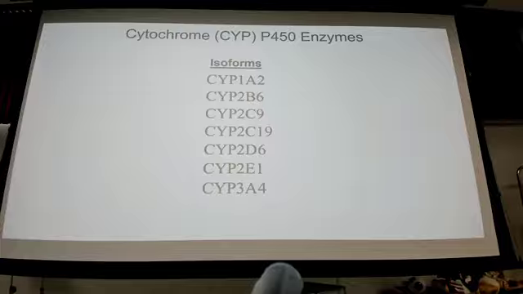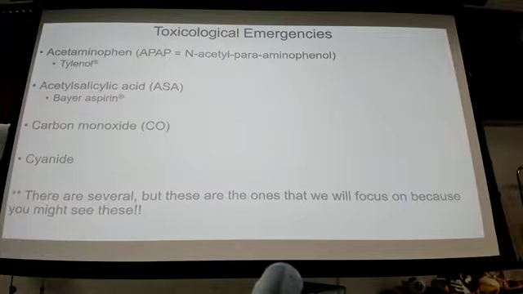So these are some of the major isoforms of cytochrome P450 enzymes. You don't have to remember all of these, but we're going to talk about two of them today because they are involved in the metabolism of some of the toxic things that we're going to discuss today. In your practice, you are likely to see Tylenol, aspirin, carbon monoxide, and cyanide poisonings. There are other common ones, but these are the most common.